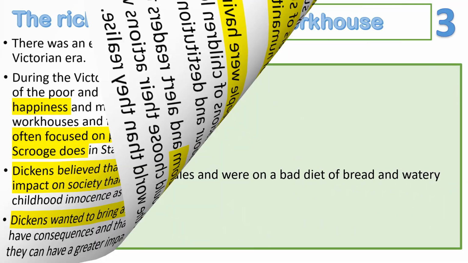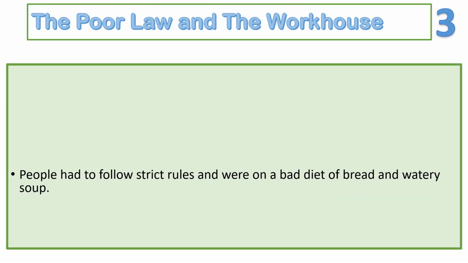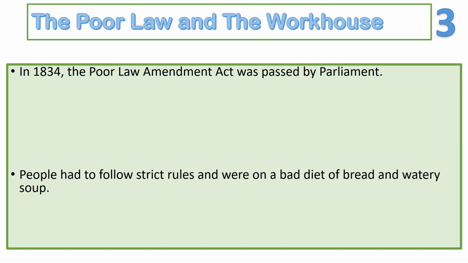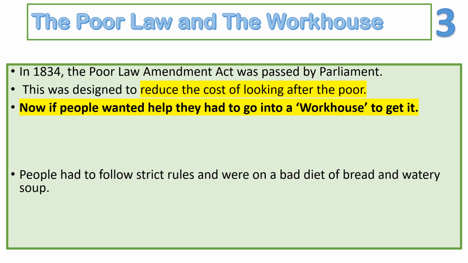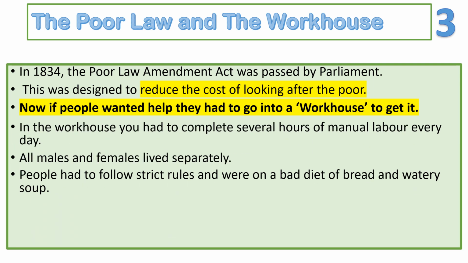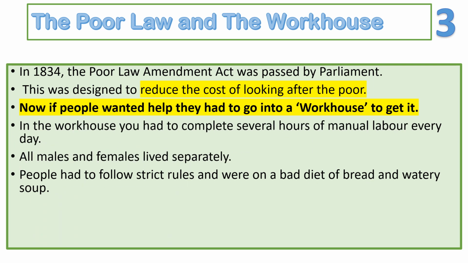Thirdly, coming to the poor law and the workhouse. So 9 years before A Christmas Carol was written, in 1834, the Poor Law Amendment Act was passed by Parliament. And so basically it was designed to reduce the cost of looking after the poor. And if people wanted help, they had to go into a workhouse to get it. It was manual labour, it was excessive, it was horrible conditions, males and females lived separately. People had to follow strict rules and were on a bad diet of bread and watery soup.